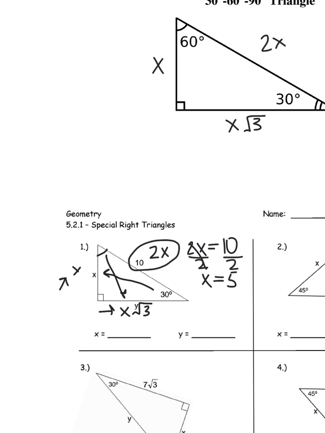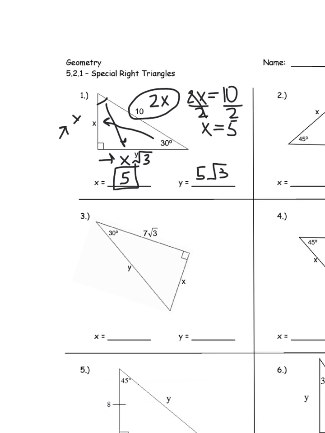So X is just the X side, so that's going to be 5. And then Y, that's this one down here on the bottom, I'm just going to fill in the 5 for the X, so the length of that is going to be 5 square root of 3. So that takes care of that one.